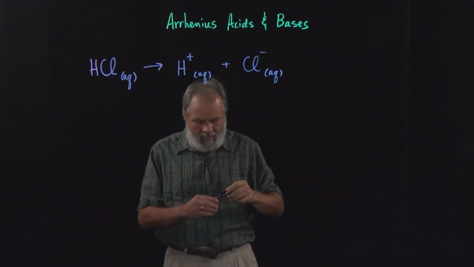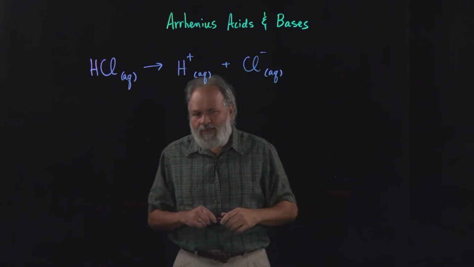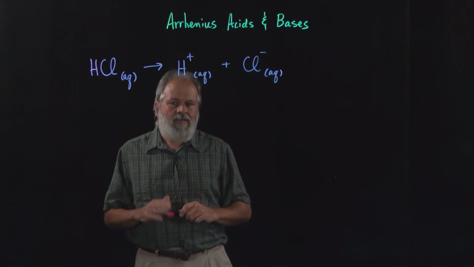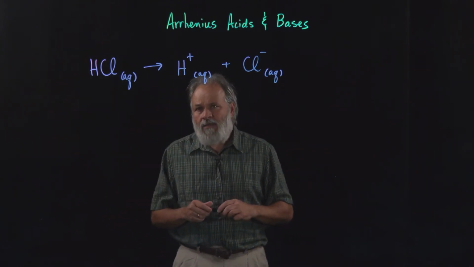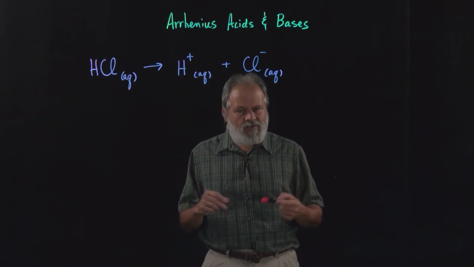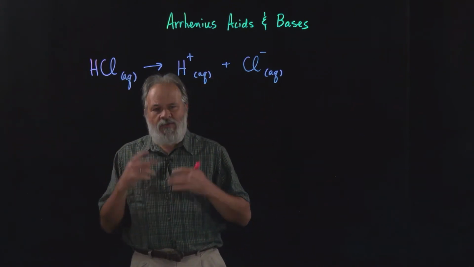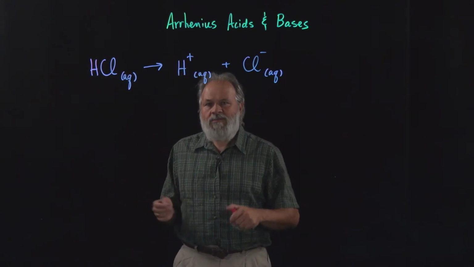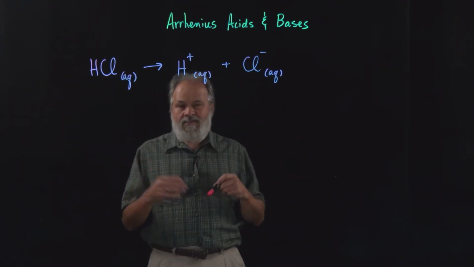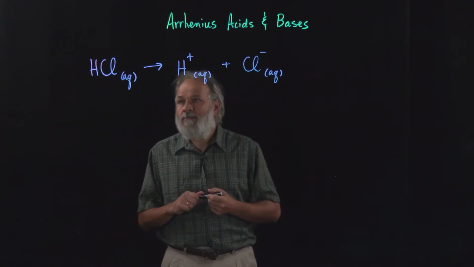Okay. So this is not a chemical equilibrium. There is no reverse reaction for this particular acid. So if there's no reverse reaction, no equilibrium, then we have a strong acid. So a strong acid, when you dissolve it in water, goes 100% to H+ ions plus whatever else is left behind when the H+ leaves.